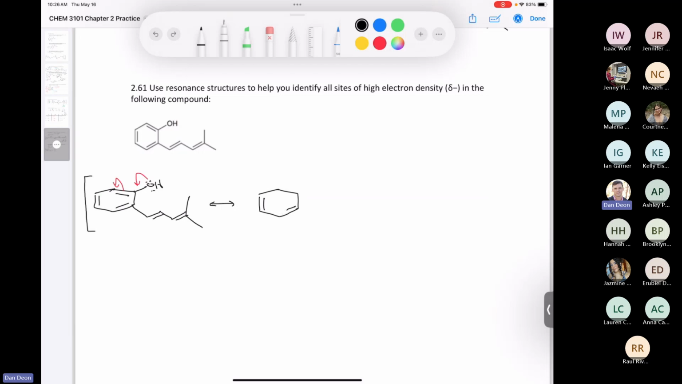Come on, iPad. There we go. All right, so we have something that looks like this. Here we go. So now I've created a double bond here. Okay. I have my hydrogen here, and now I've got a positive charge here, and I've got a negative charge here. So now we're going to keep drawing more resonance forms.